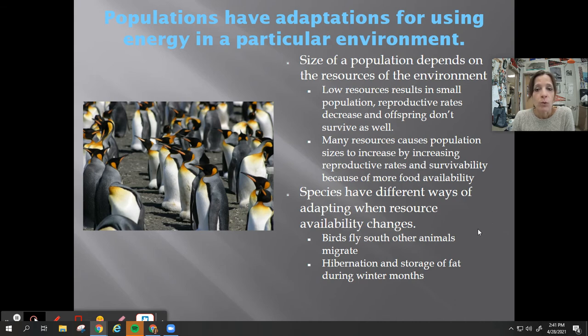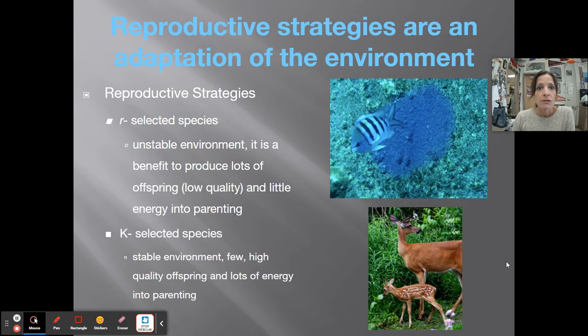So they have different ways of adapting to when resources change. So birds, as we know, and other animals fly south and they migrate, or like bears hibernate and other animals hibernate in the winter and they store fat so they can conserve energy. So this is just a full picture of a penguin population. So reproductive strategies are also an adaptation to the environment.